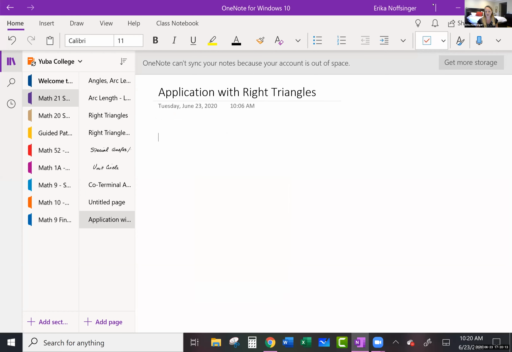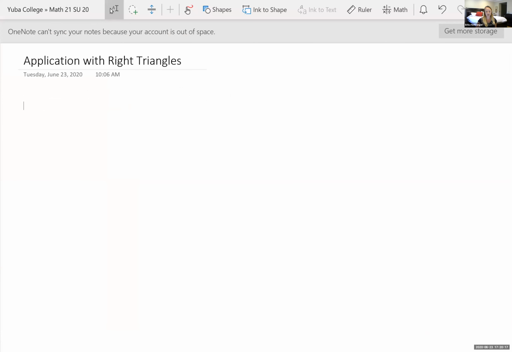So we are now looking at some applications with right triangles. So using right triangles to answer some questions. I'm going to first start out with one of the easier problems, and this is just finding a distance across a pond.